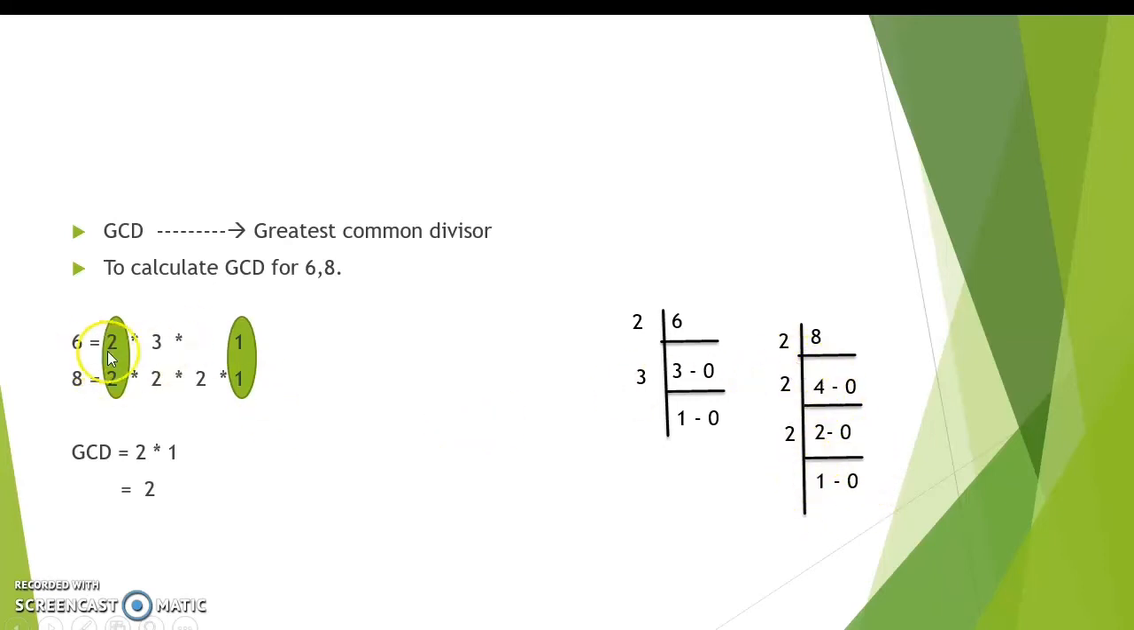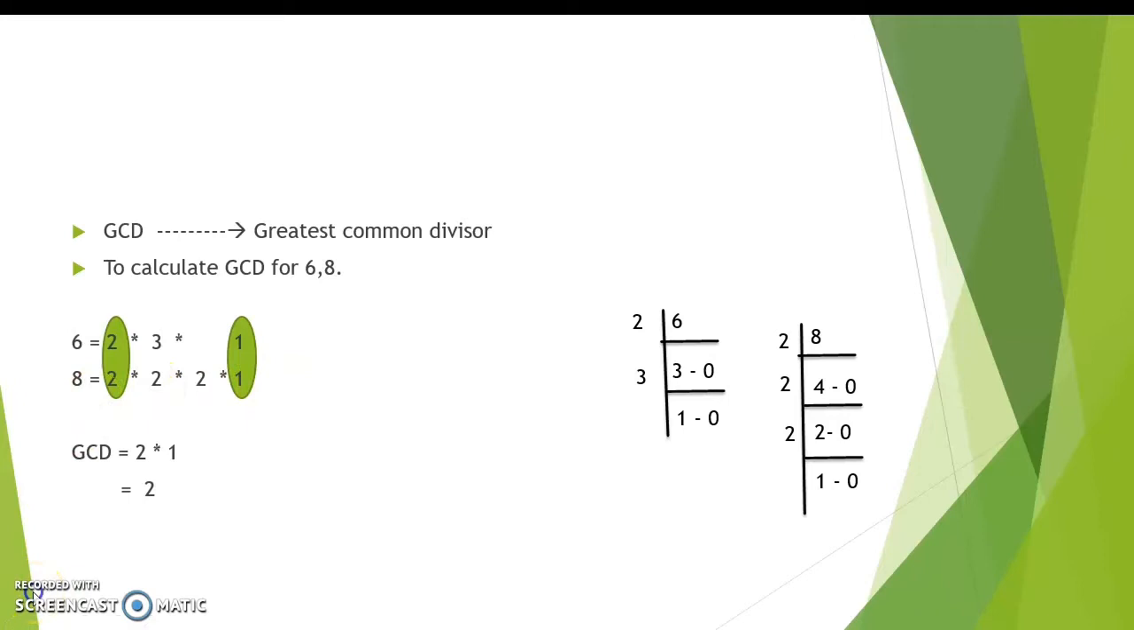Now you can write the prime factors of these numbers. So 6 equals 2 into 3 into 1. 2 3s are 6, 6 into 1, again we get the number 6. And the prime factors of 8 are 2 into 2 into 2 into 1: 2 2s are 4, 4 2s are 8, 8 into 1, so we get the value 8.